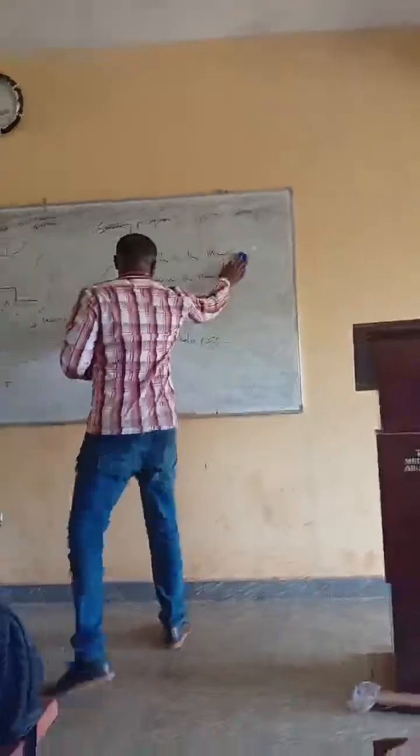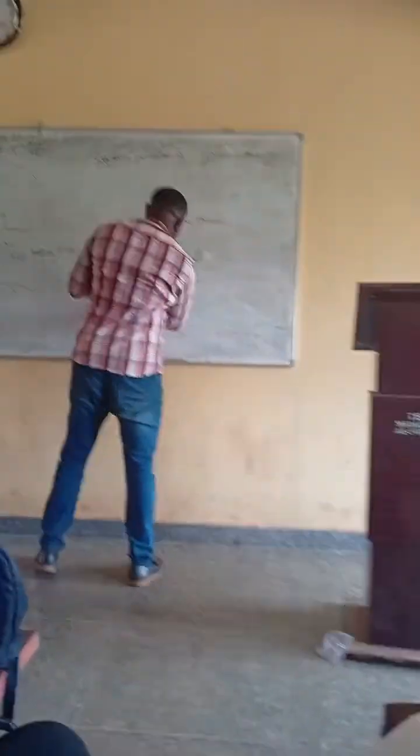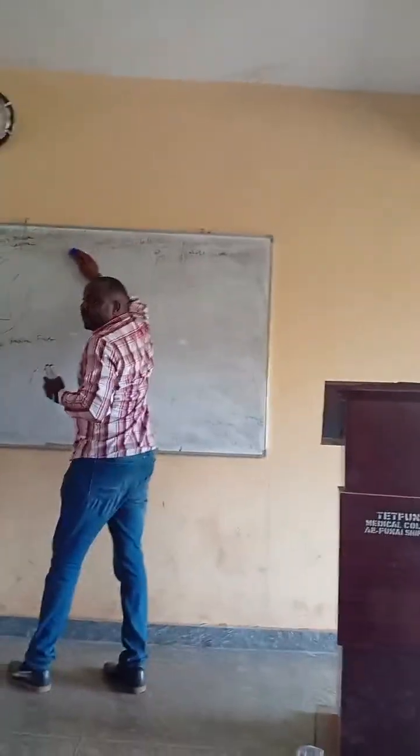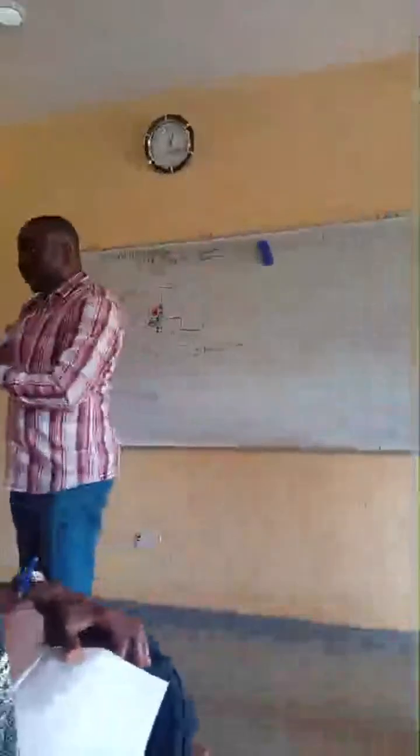Now let's talk about the muscle spindle. Avulsion in the muscle. Avulsion, tearing of the muscle.